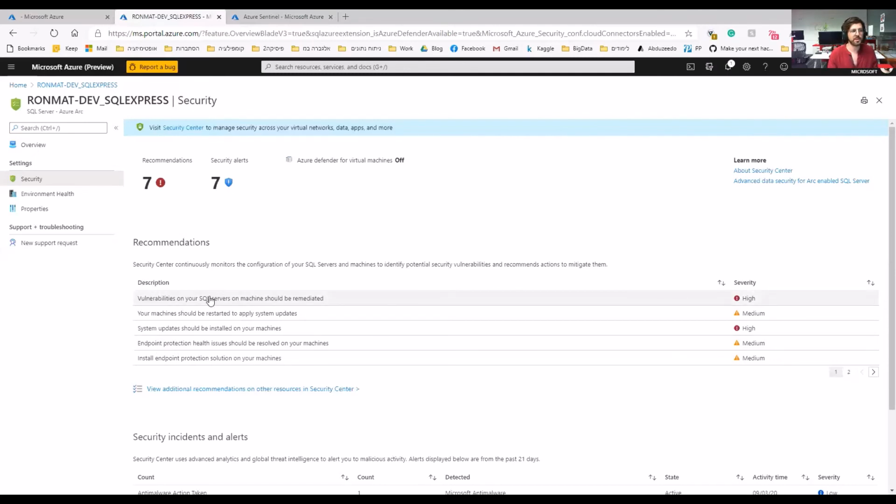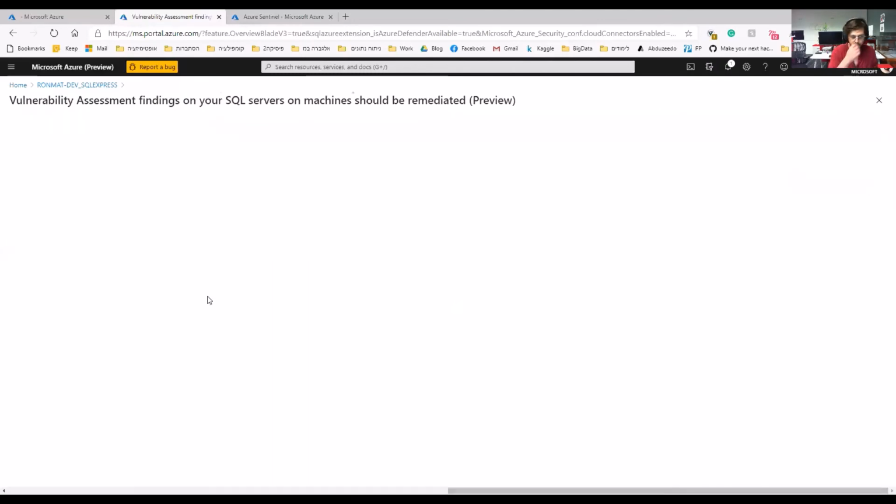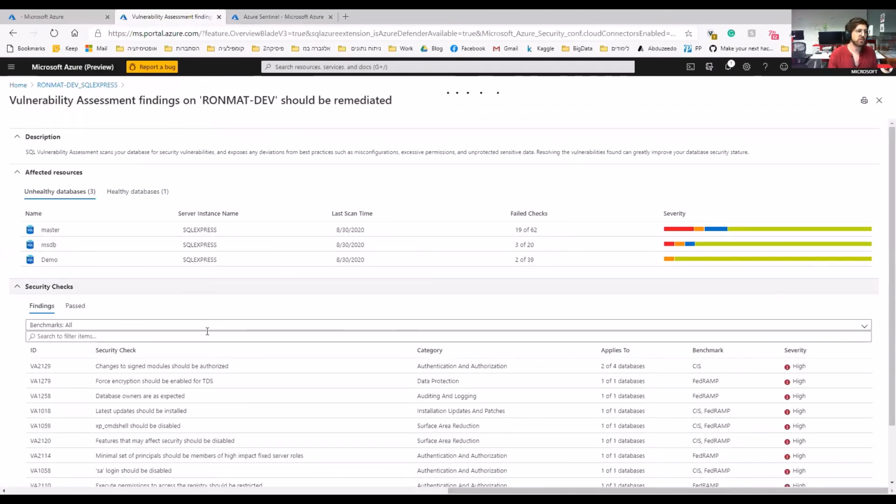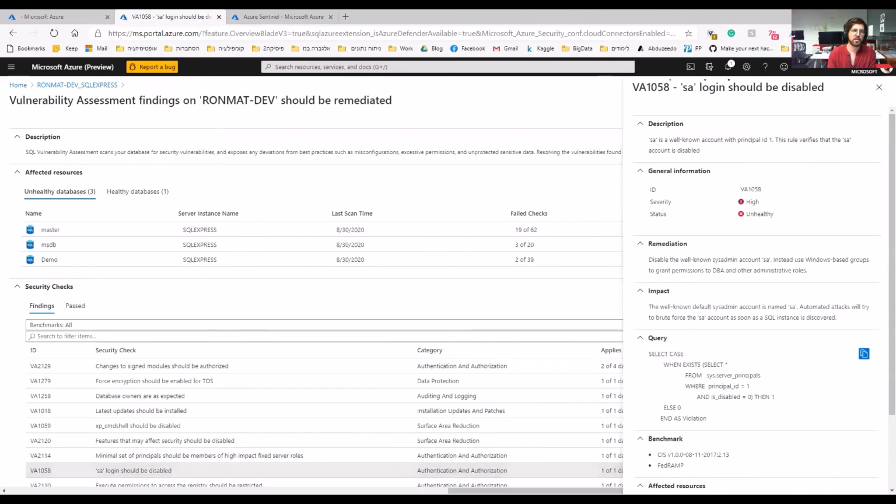We will go and deep dive, as we promised, on the vulnerabilities of your SQL Server. We're clicking on that, and we can see the split of recommendations per every database in our server. And we can see here the famous best security practice, SA login should be disabled. We can click on it and get all the information: the description, why it should be disabled, the remediation, how we disable it, and the impact that might happen, which is specifically important in our scenario.